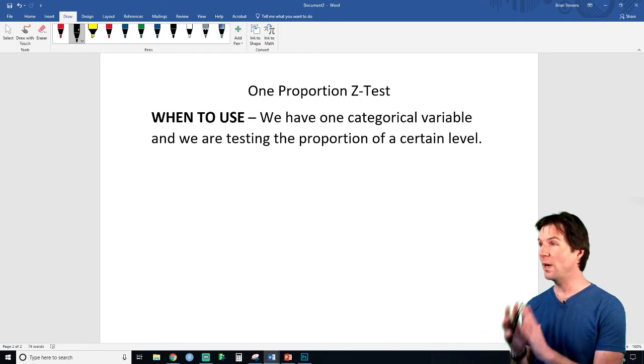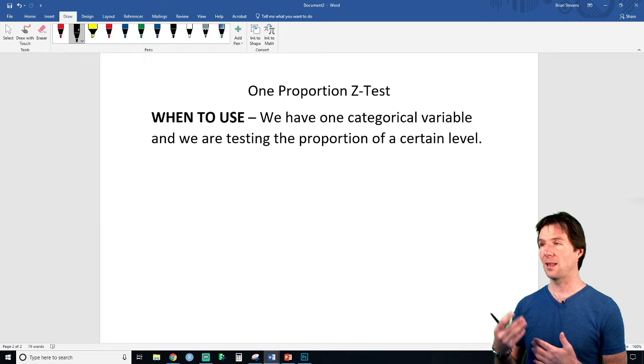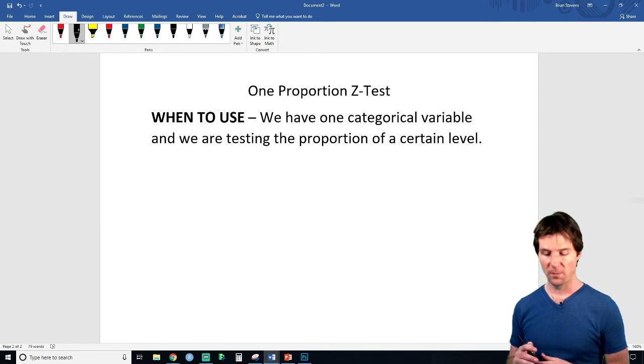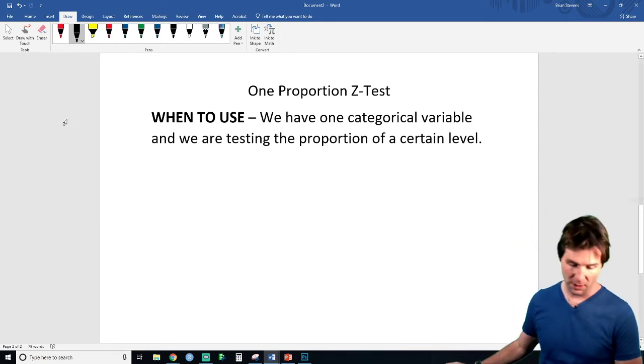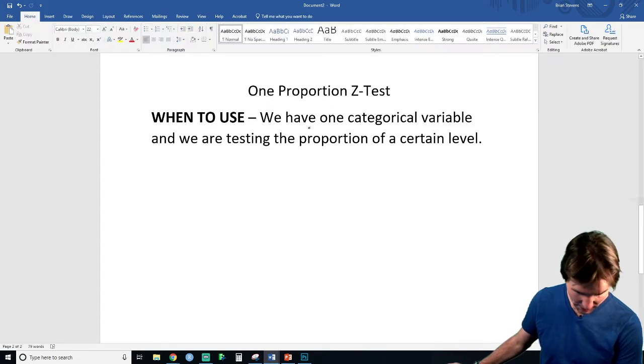So now that we know when to use the 1 proportion z-test, it's when we ask one question, and we want to figure out the true proportion of that level. We're going to test the true proportion. We need to maybe look at the notation for this. Let's look at the notation for this question. So let's hop right over here.